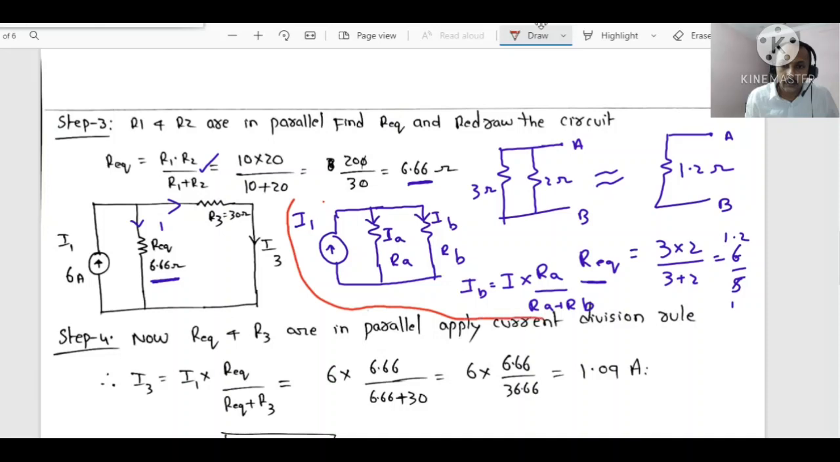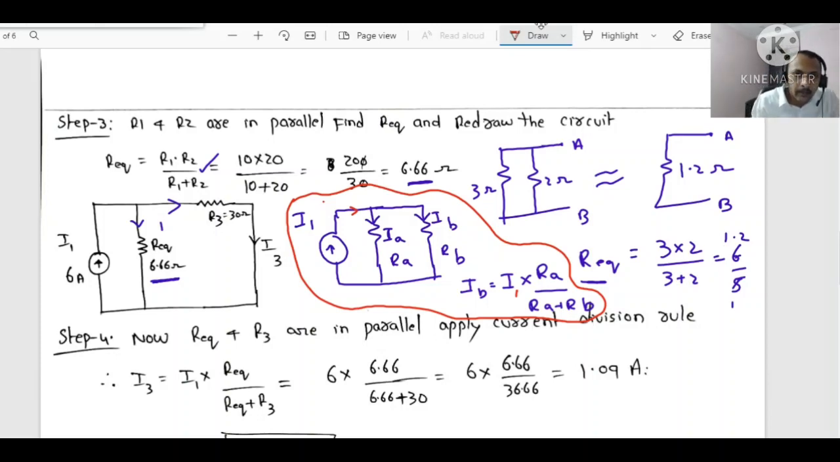If you are having a total current like this, if I1 is flowing like this, it is divided into two parts, IA and IB. Then if you want IB, you should multiply total current I1 into opposite resistance RA divided by RA plus RB.